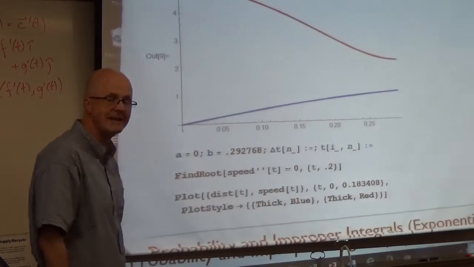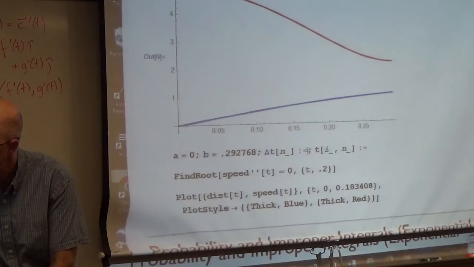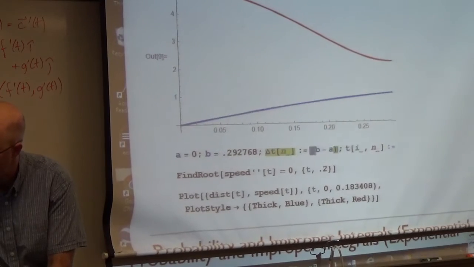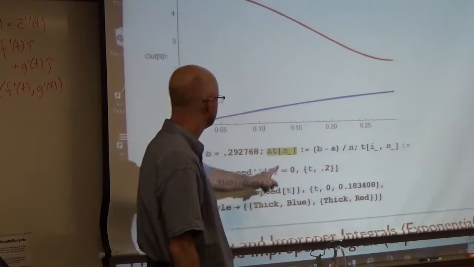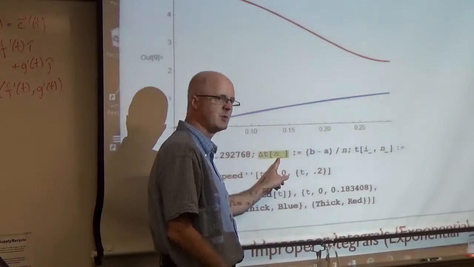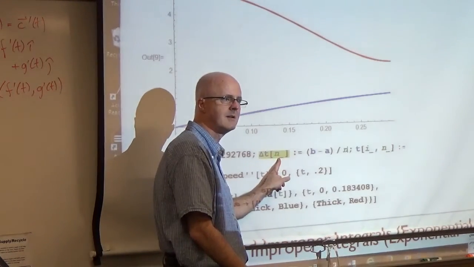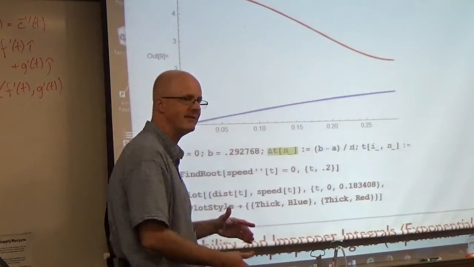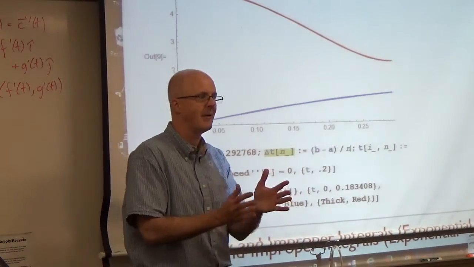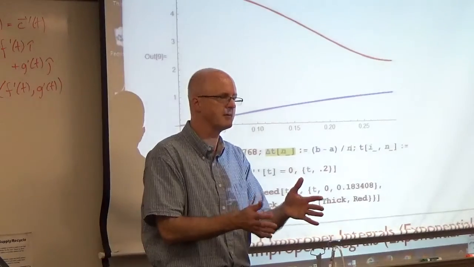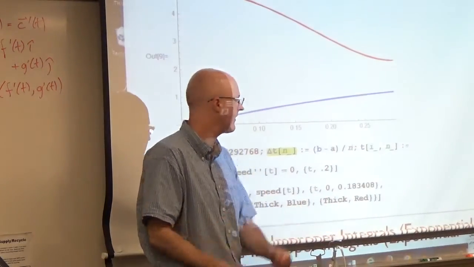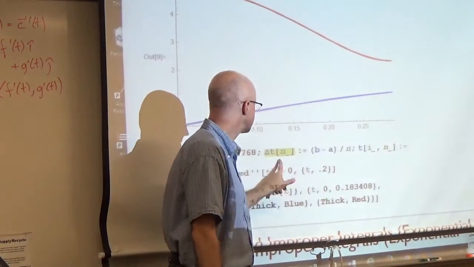Delta t is b minus a over n. Notice that I'm emphasizing that it's a function of n, the number of subintervals. Doing that on Mathematica, I don't have to write that when I write it by hand. But I'm ultimately going to think of n as my variable. I want to increase the number of subintervals and the number of rectangles to approximate the area. This thing has got to depend on n.